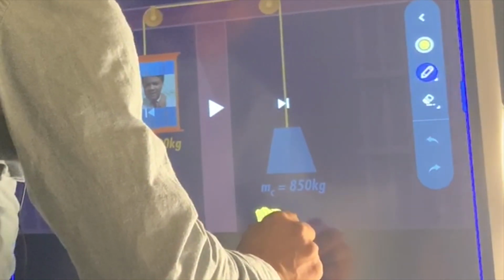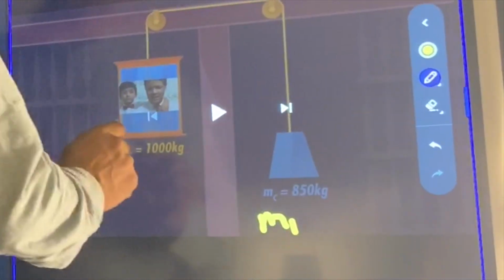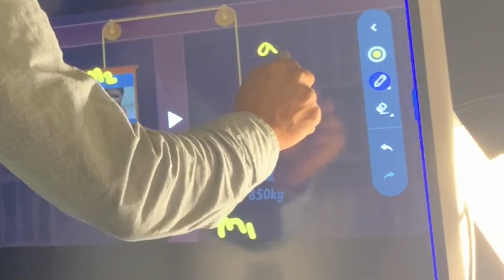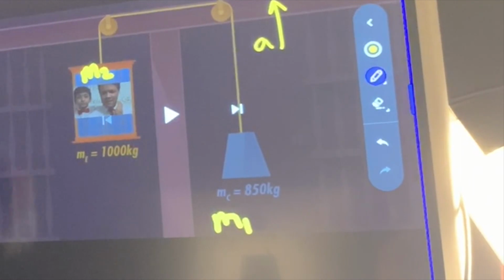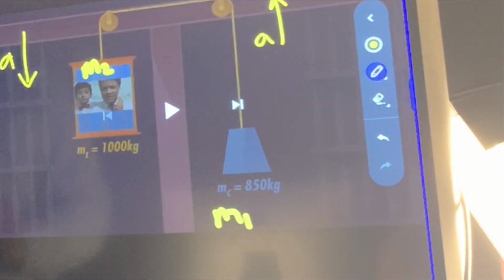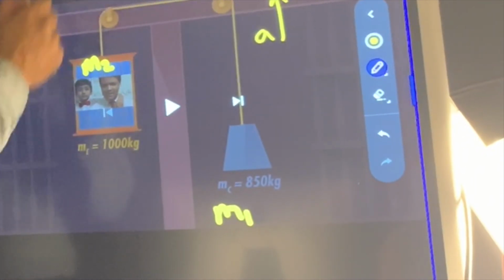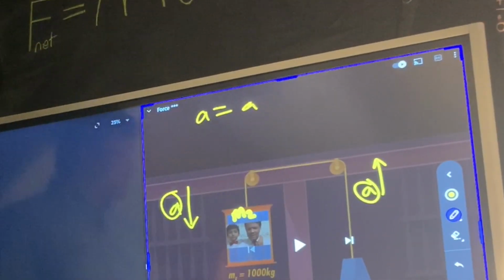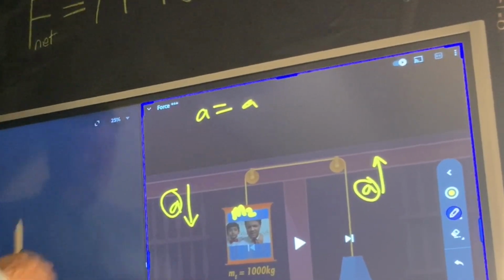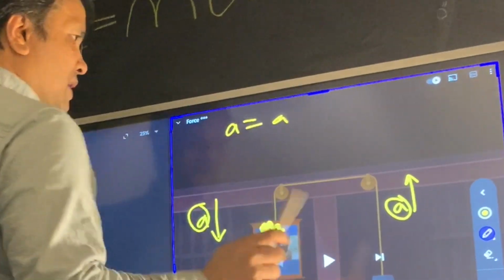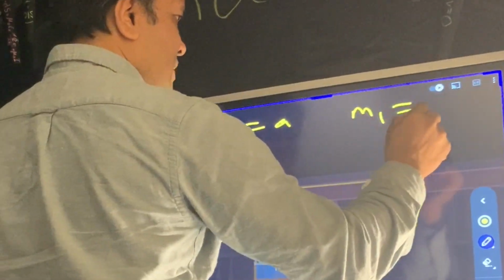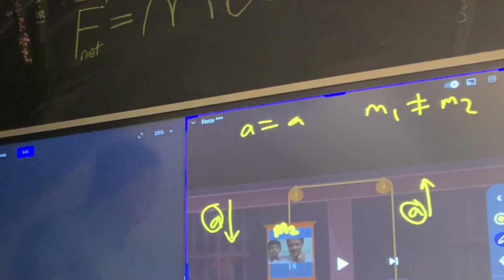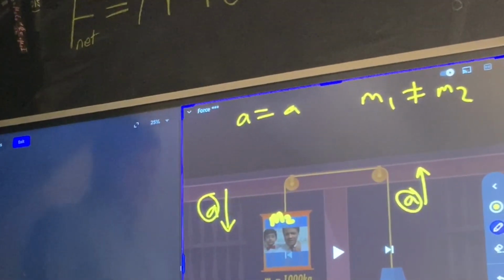This is mass number 1, and we're going to call this one mass number 2. This one is accelerating upward, and this one is accelerating downward. We know that this acceleration is equal to this acceleration. They are opposite in direction, but the magnitudes are the same. Both accelerations are equal in magnitude, but the masses are not the same. So mass 1 is not equal to mass 2, but acceleration 1 is equal to acceleration 2. The whole system accelerates with equal magnitude.